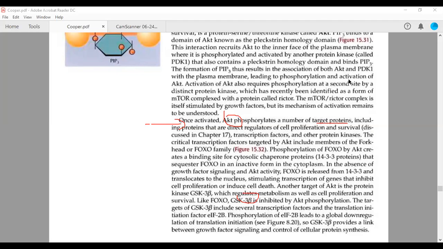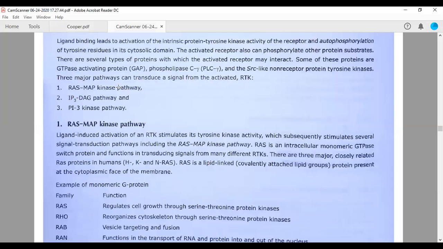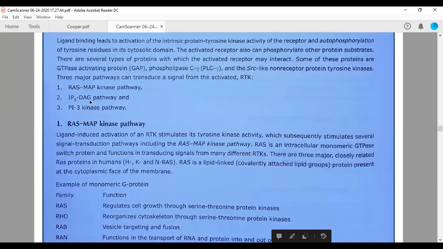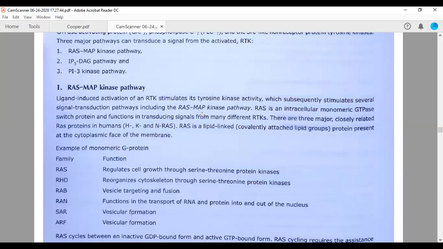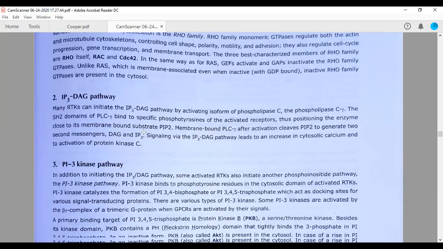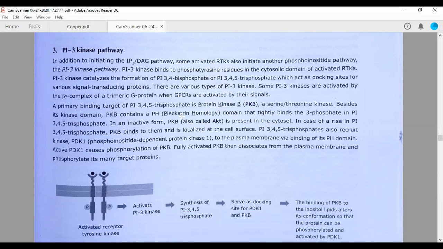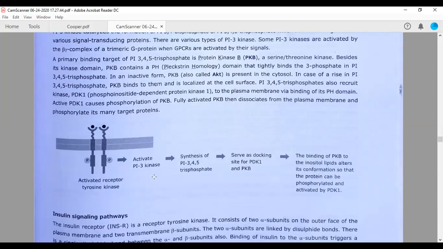Then we will discuss the RAS MAP kinase pathway. This RAS MAP kinase pathway will remain, and the IP3 DAG pathway as we have studied earlier. This IP3 DAG pathway is also given as a short note here, that was discussed earlier, and it is including phospholipase C gamma. So these things I already told you in yesterday's class. We are studying the PI3 kinase pathway actually, and after finishing this, all things are given here.